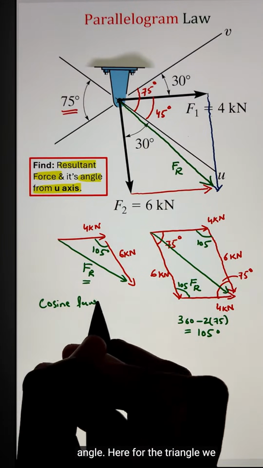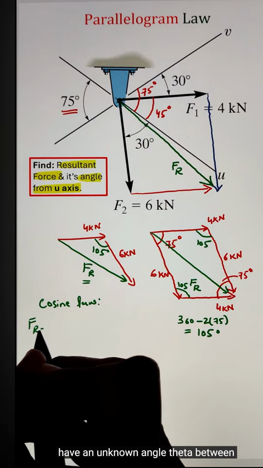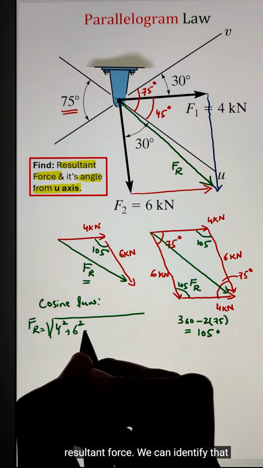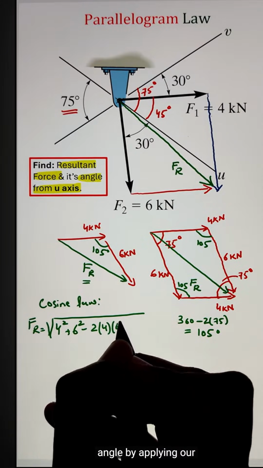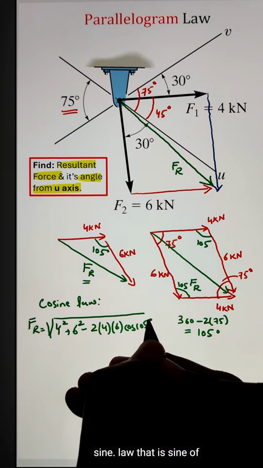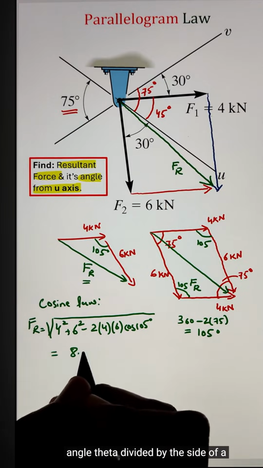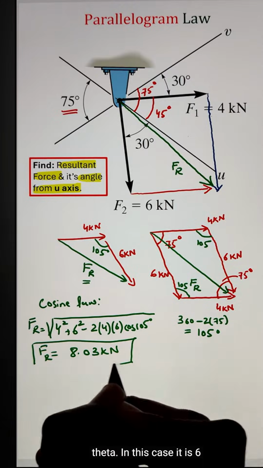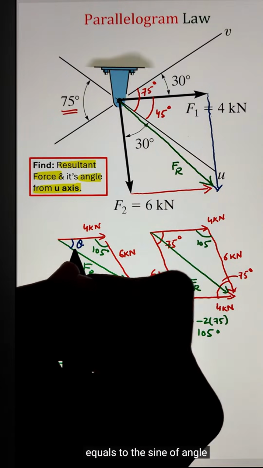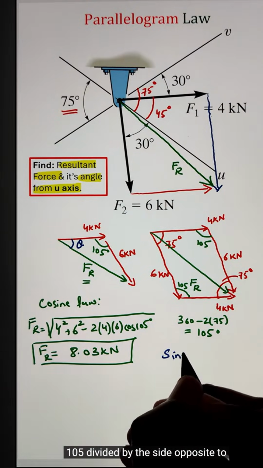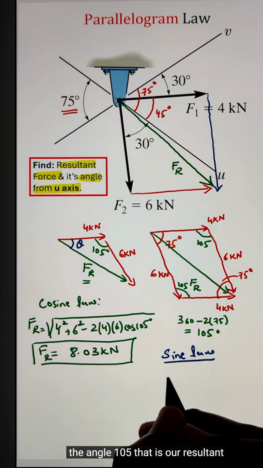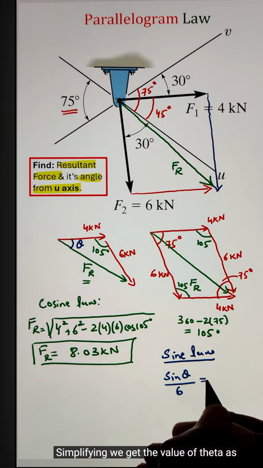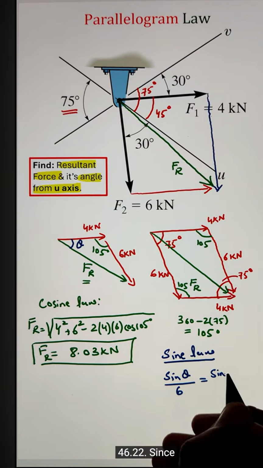Here, for the triangle, we have an unknown angle theta between our force of 4 kilonewton and the resultant force. We can identify that angle by applying our sine law. That is, sine of angle theta divided by the side of the triangle opposite to that angle theta, in this case it is 6, equals the sine of angle 105 divided by the side opposite to the angle 105, that is our resultant force of 8.03. Simplifying, we get the value of theta as 46.22.